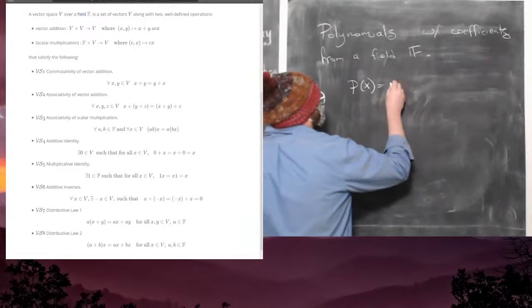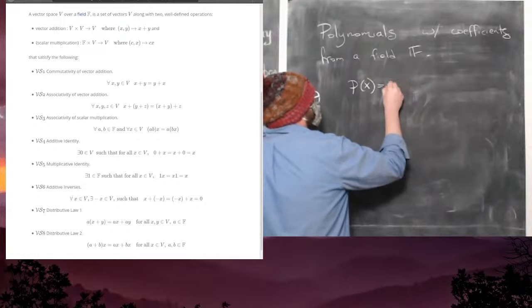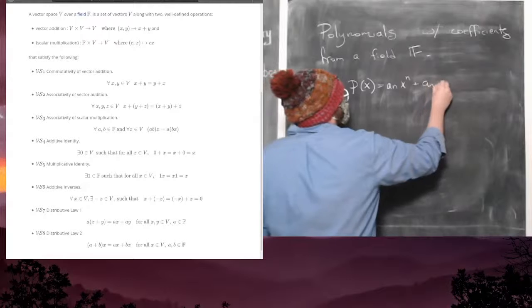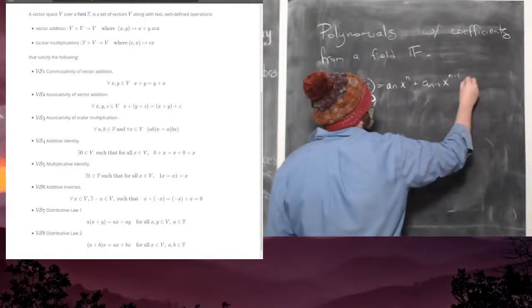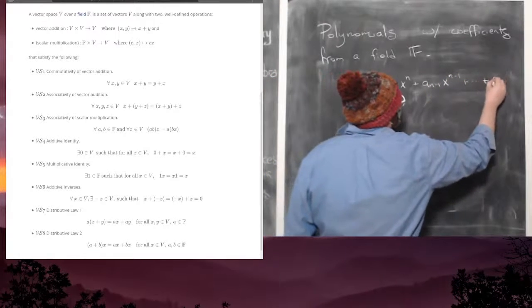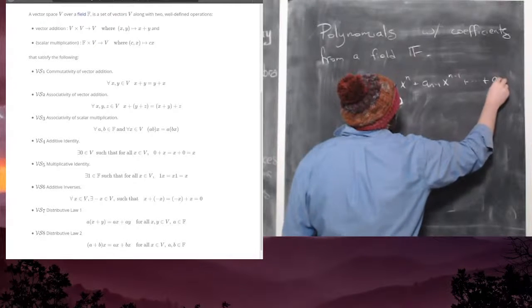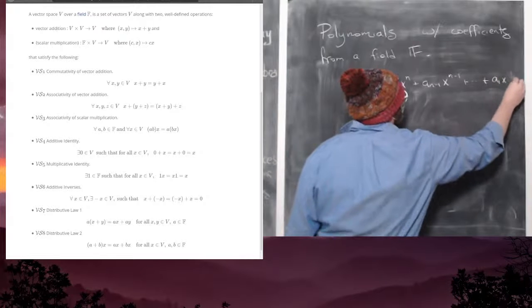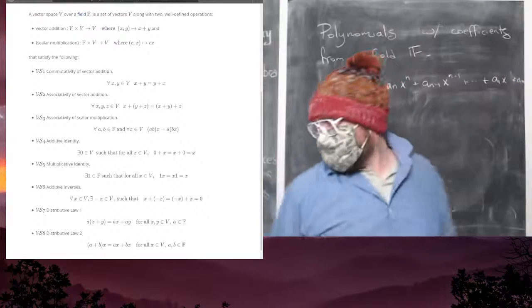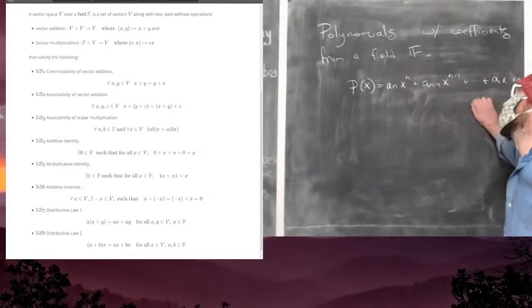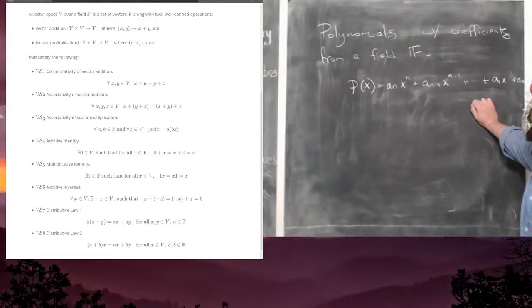Let's go descending: a_n x^n, a_(n-1) x^(n-1), and so on down to a_1 x, a_0. That's really poor board management. It's from all those years of having to use dry erase boards. Anyway, so here's a polynomial.